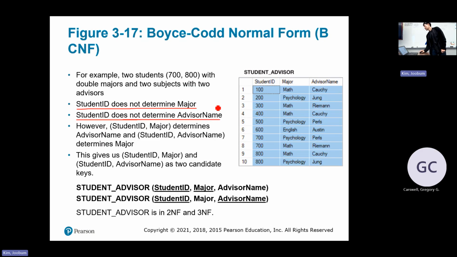So to set a primary key or candidate key, we have to create a composite key. Think about that: student ID and then major. Does it determine the non-key attribute, advisor name? What do you think? Student ID and major can determine advisor name.